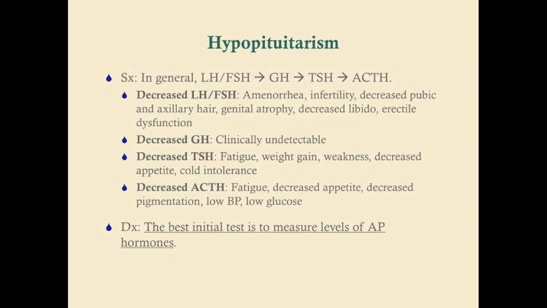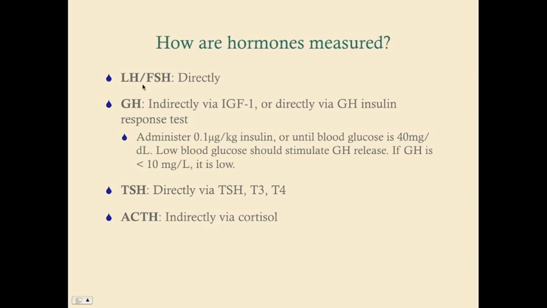So the best initial test is going to be to measure the levels of the anterior pituitary hormones. Anytime we think hypopituitarism, the best first test to do is to measure your hormone levels. So measure all of these. How do we measure these? There are different tests. For LH and FSH, we just do direct measurements.